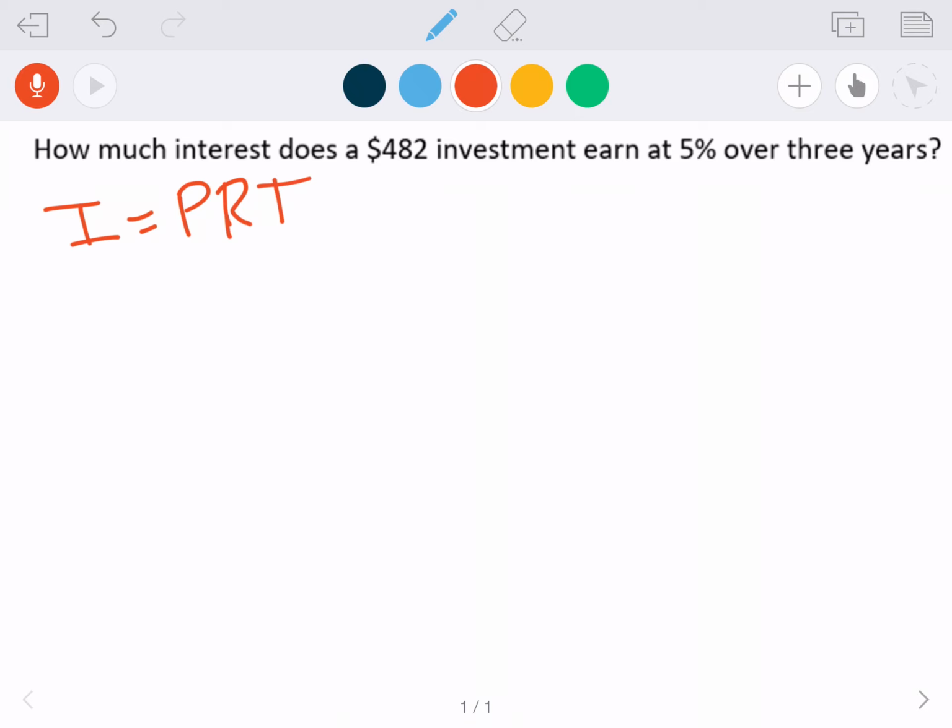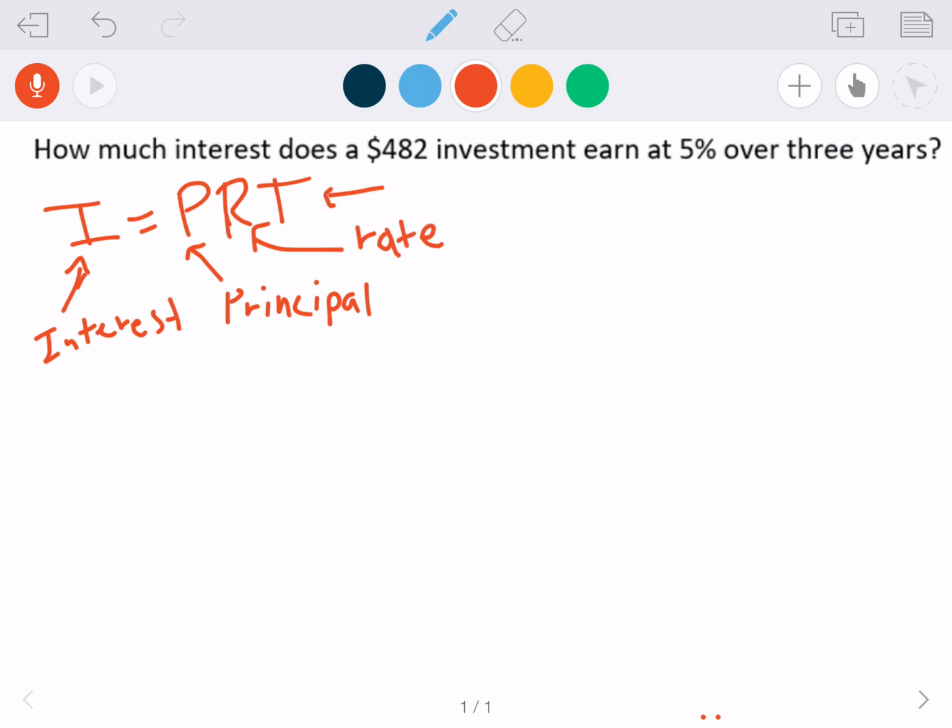Each one of these letters stands for something. I is what we're going to solve for, that is the interest. P stands for principal. I will talk about that more in a second. R stands for rate. And finally, T stands for time. So 3 of these things are in our problem.